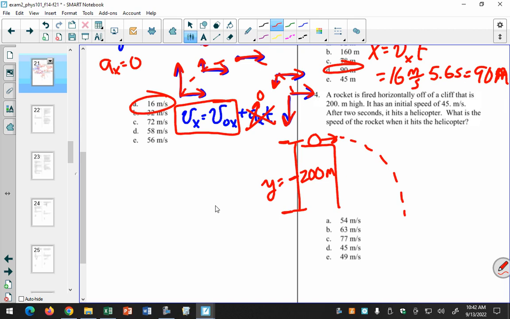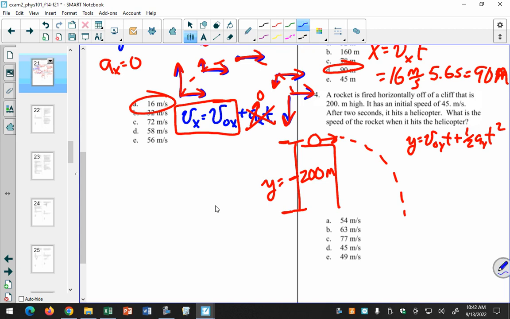So the first thing I want to do is find the time. In order to find the time, all I need to do is ask, how long does this object take to drop 200 meters? I don't need to worry about the x motion. I can separate those completely and just analyze the y motion. So I can say that y is equal to v naught y times t plus 1/2 ay t squared. This is just one of our two kinematics equations for the y motion, so it has y subscripts.